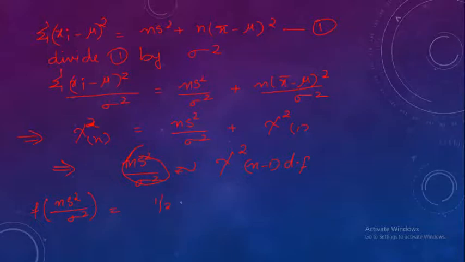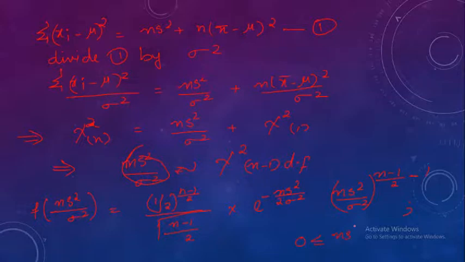So how can I write the PDF of n s square divided by sigma square? It is equal to (1 by 2) the whole raised to (n minus 1) by 2, divided by gamma of (n minus 1) by 2, multiplied by e raised to minus n s square divided by 2 sigma square, times (n s square by sigma square) the whole raised to (n minus 1) by 2 minus 1, where now your random variable is n s square by sigma square, so this lies in the range 0 to infinity.